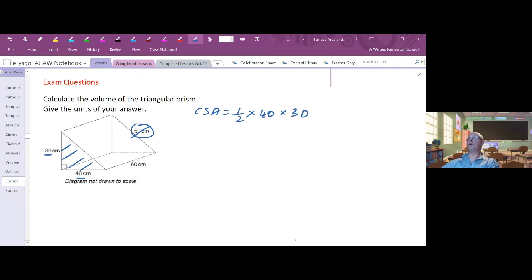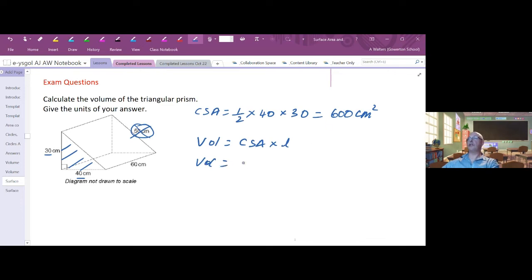Okay, so a half, 40 is 20, and 20 times 30 is 600 centimeters squared for the area of the triangle. Now that 50 is definitely not needed. You would need it if you were finding the surface area, which I'm not on this occasion. Okay, the volume using the formula that's on the front page of your exam paper is the cross-sectional area times the length.